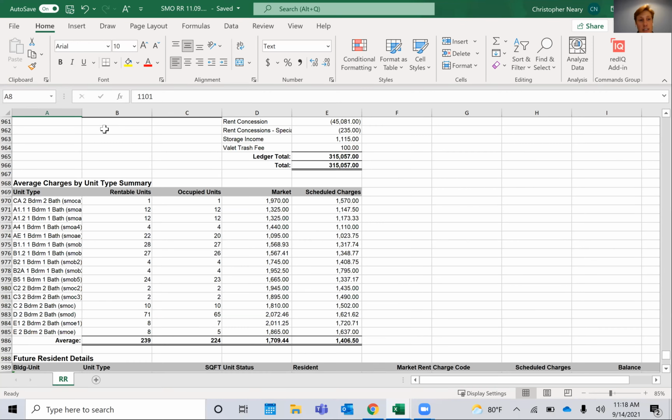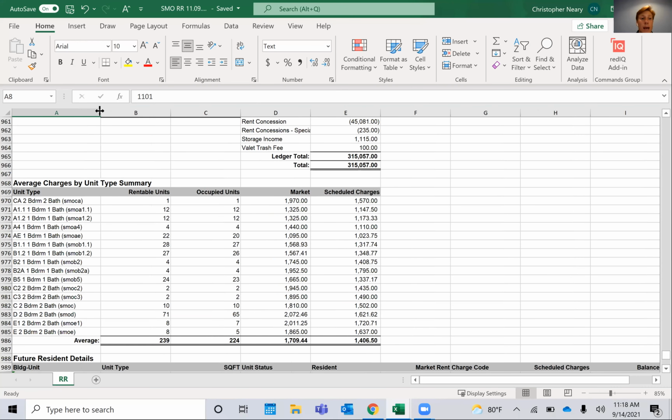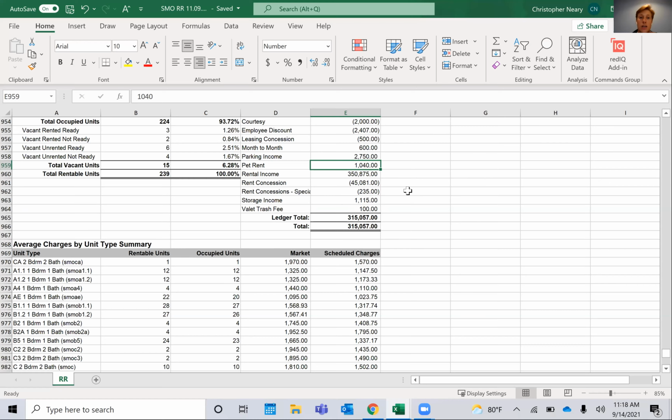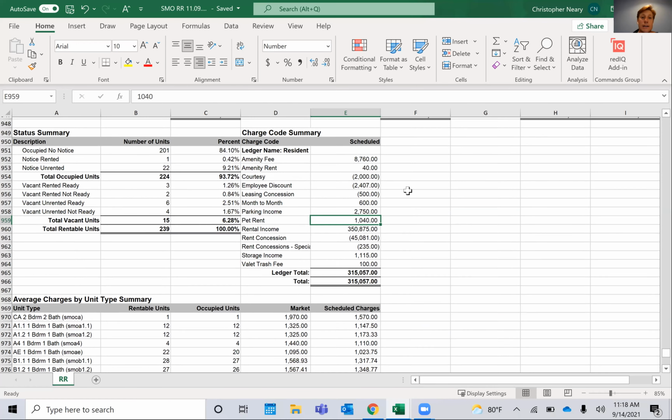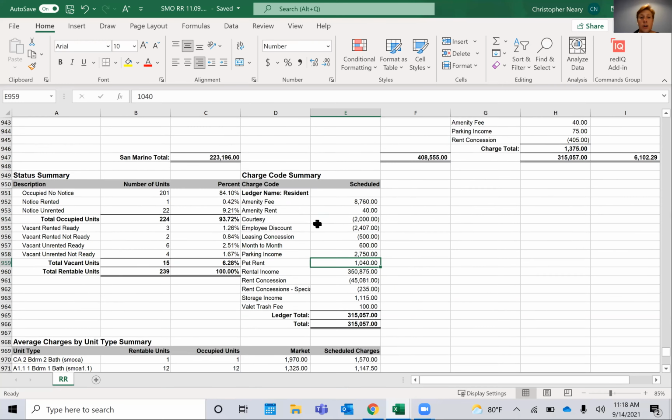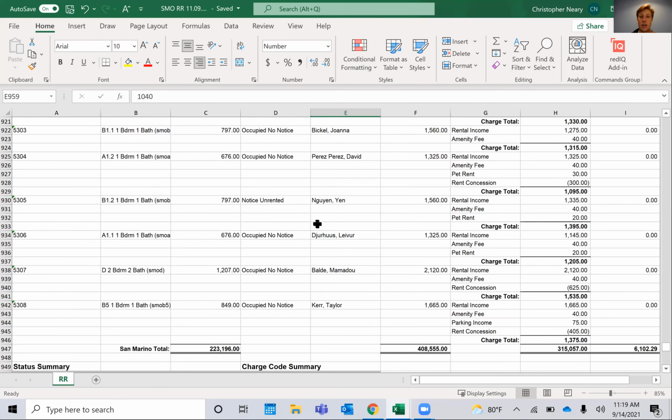It'll show you your unit type, how much people are paying per unit, and on average, what we're marketing these units to be and what they're actually being charged. So you can see that loss to lease. You can see how much pet rent overall you're getting of income. It shows you all these percentages on a per unit basis, right?